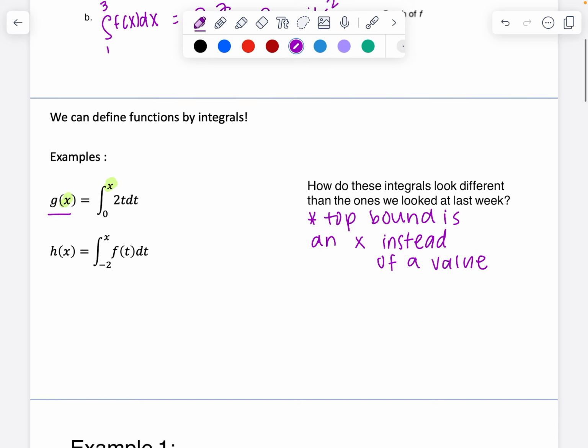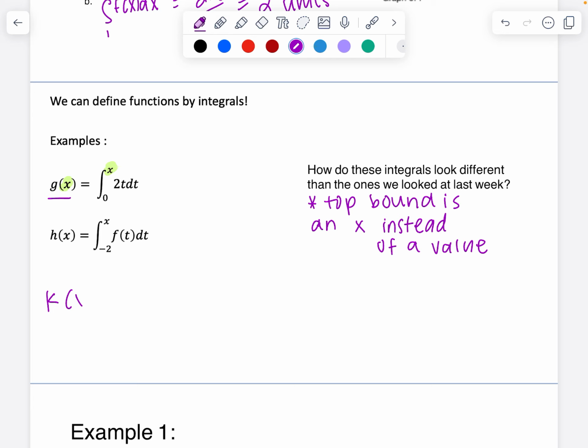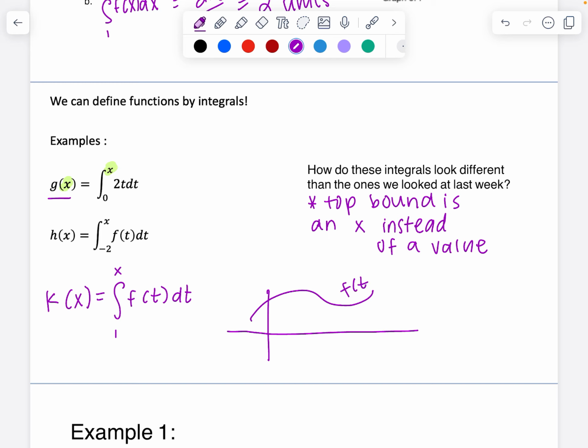So let me give you one more example to help you see what I'm talking about. I'm going to add this one right here. This is the function k of x, and I'm going to draw a quick sketch. I'm going to call this f of t. I know my lower bound is 1, so I'm going to write 1 right here.